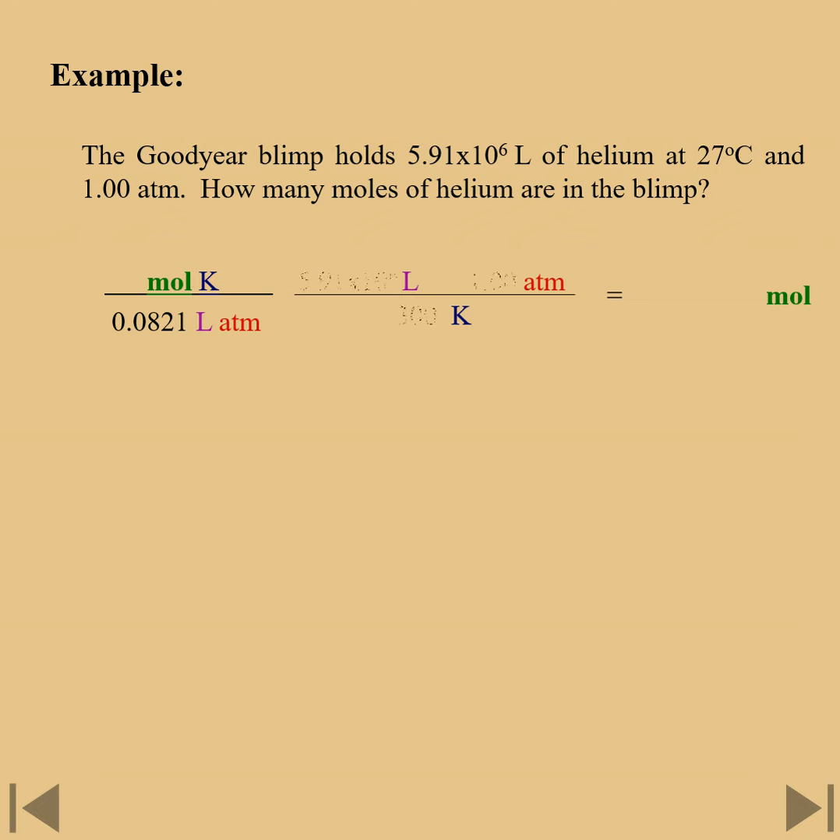Then I bring in the numbers, and only after I have the numbers in, I would go and scratch out those units that cancel. So scratch the K's, scratch the L's, scratch the ATMs, circle the mole, just to make it jump out just that much more that we've done this correctly. And when I put this on my calculator, I come up with 240,000 moles of helium. That's a lot of helium, but the Goodyear blimp's a pretty big thing.